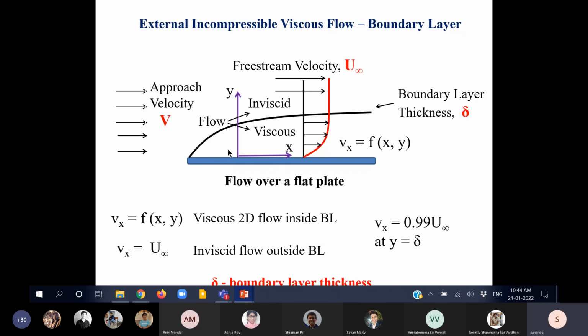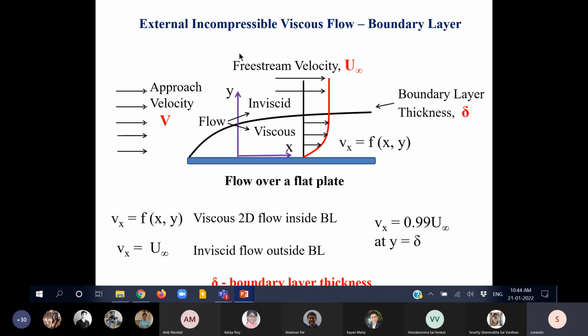The interaction between the liquid and the solid will slowly propagate through the fluid layer, and as we move away from the plate, the interaction, which is due to the viscous forces, will slowly die down and will come to a point where the velocity, which started from zero and progressively increases as we move away, reaches almost the free stream velocity. So if we move far outside from the plate, this velocity is known as the free stream velocity.